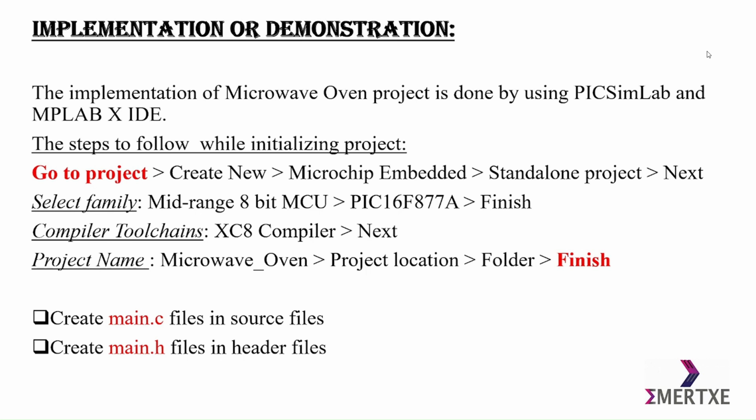Firstly, we create two main folders. The first one is the main header folder and the other is the main source folder. Create the main.c file in the source folder. Create the main.h file in the header folder.